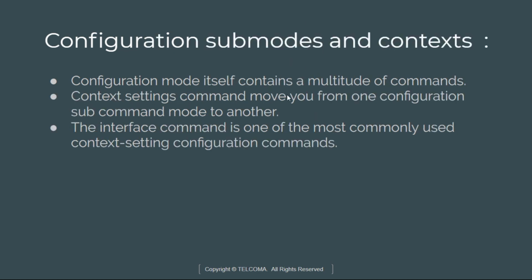Configuration of submodes and context. Configuration mode itself contains a multitude of commands. To help organize the configuration, iOS groups some kinds of configuration commands together. These context setting commands move you from one configuration subcommand mode to another. The interface command is one of the most commonly used context setting configuration commands. For example, the CLI user could enter interface configuration mode by entering the interface FastEthernet configuration command.